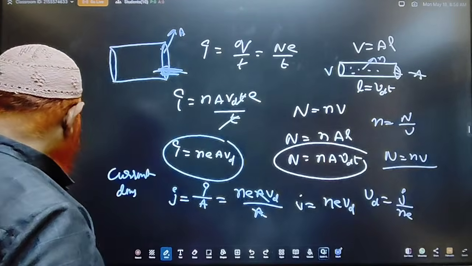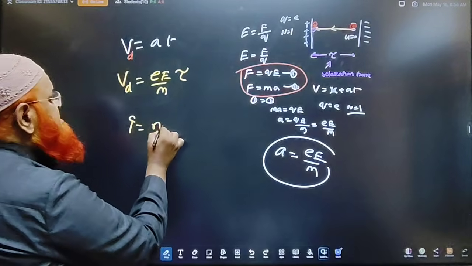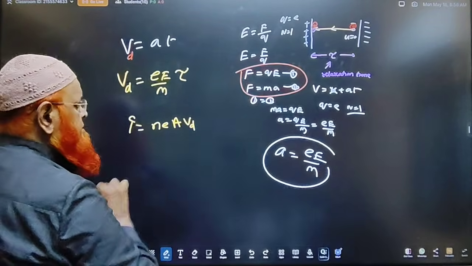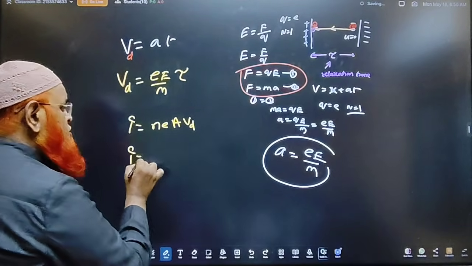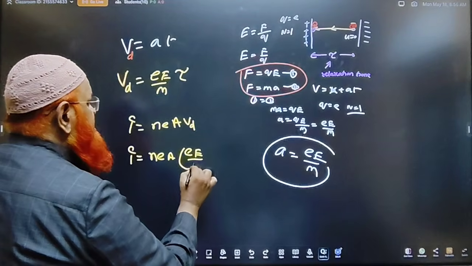So that is called the relaxation time here. Now, I already got the formula I is equal to nAevd. This is the basic formula. Then I'll write the new formula: n e A vd, where vd means eE by m into tau.